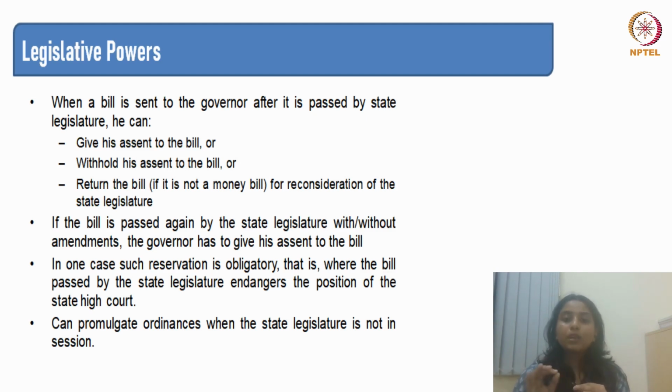And the most important legislative power of the governor is that he can promulgate ordinances when the state's legislature is not in session. So these ordinances must be approved by the state legislature within 6 weeks from its reassembly, and he can also withdraw an ordinance at any time.